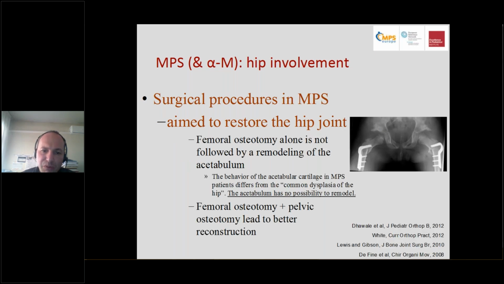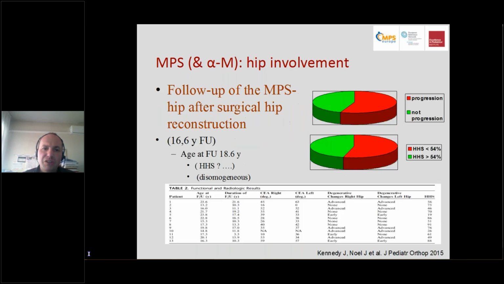And from the literature, we know that we can obtain the best result with a combination of the two procedures, in both sides, the femoral part and the acetabular part. Because if you perform the surgery only on the femoral part, there is no remodeling in the acetabular part, because it's a pathological cartilage, it never ossified, it never remodeled. So if you look at the result of this kind of surgical reconstruction of the hip, we can see that the results are poor.